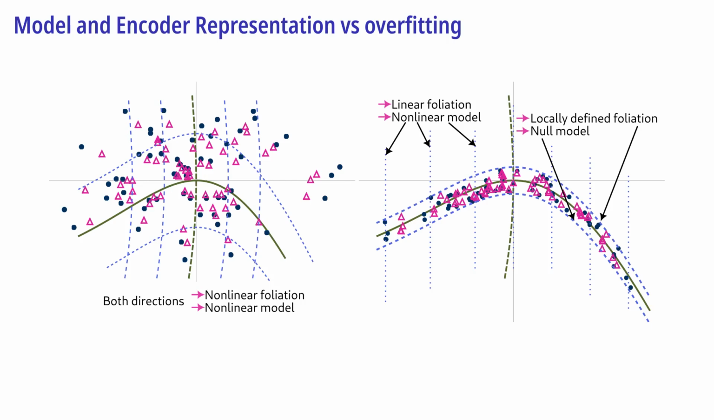For data filling the full phase space, both the encoder and the model can be nonlinear. For data that clusters around a manifold, it is sufficient to use a linear encoder and nonlinear model in the direction of meaningful dynamics, and the so-called locally defined foliation and the null model in the direction of quickly decaying, low amplitude or noisy dynamics. The null model maps everything to zero.